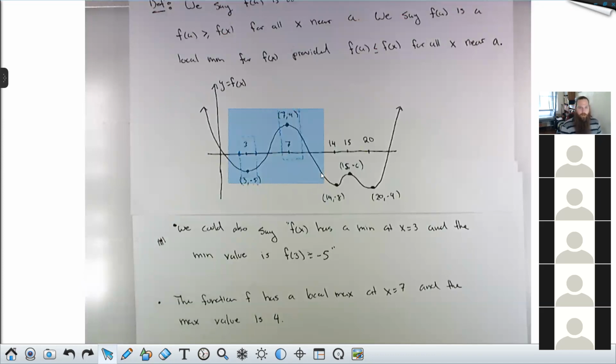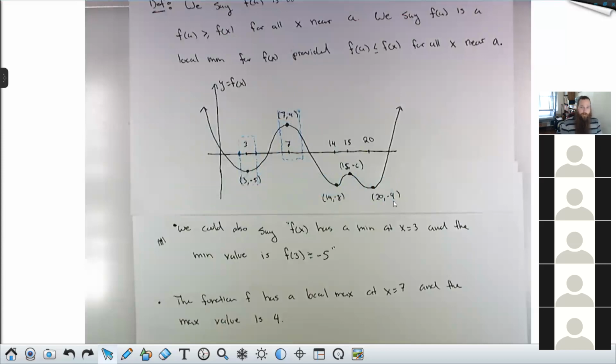I want to draw some more pictures for you, but really quick before we move away from this one, the intuition most of the time to find local mins, you look for little valleys. Right, like here, there's a valley. The bottom of the valley is a local min.